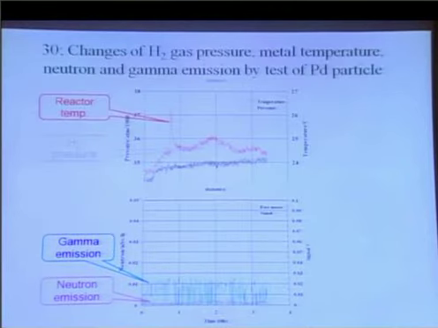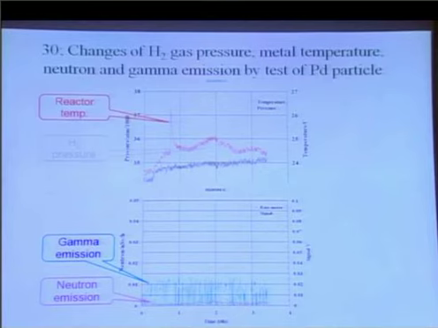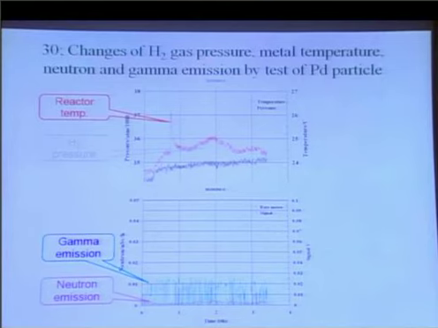This shows the case of palladium particles that were supplied with normal hydrogen. The gas pressure was stable, and the temperature also showed no change in the upper graph. Here we can see no neutron generation and no gamma emission observed in the bottom graph. These factors stayed at the background level. We can understand that no reaction occurred if you use light hydrogen.